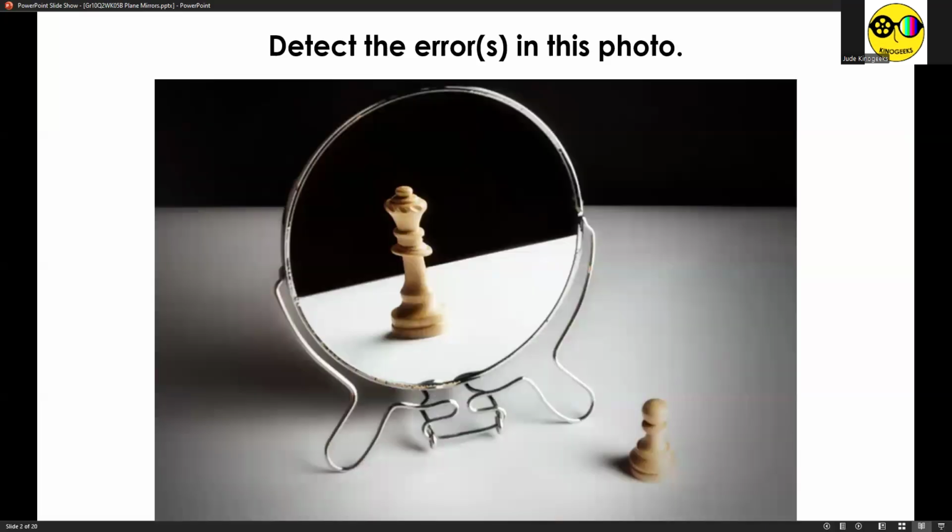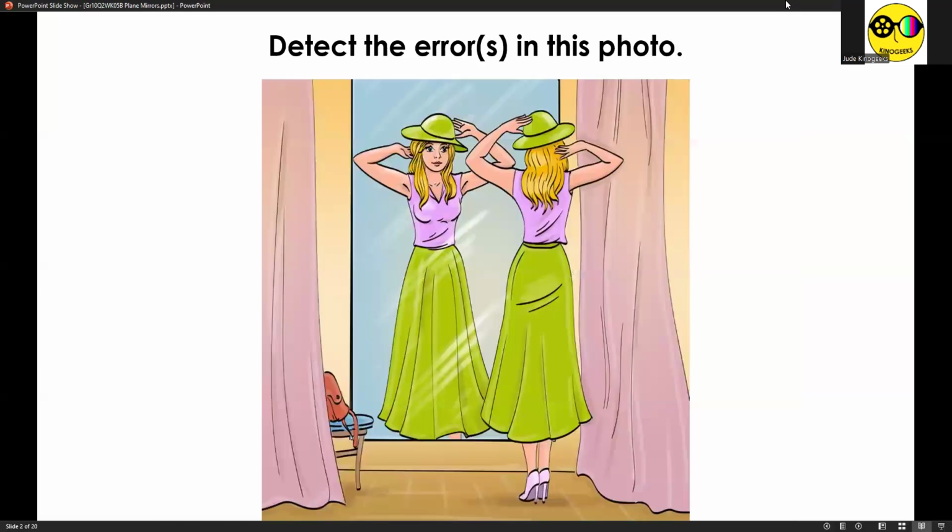The same thing is also true with the second picture, wherein you have the object, which is a pawn, and the reflected image is a queen. This is practically impossible because these are two different chess pieces. And lastly, for the girl posing with her new hat in front of the mirror, there are some errors when it comes to the orientations and the positions of her arms.